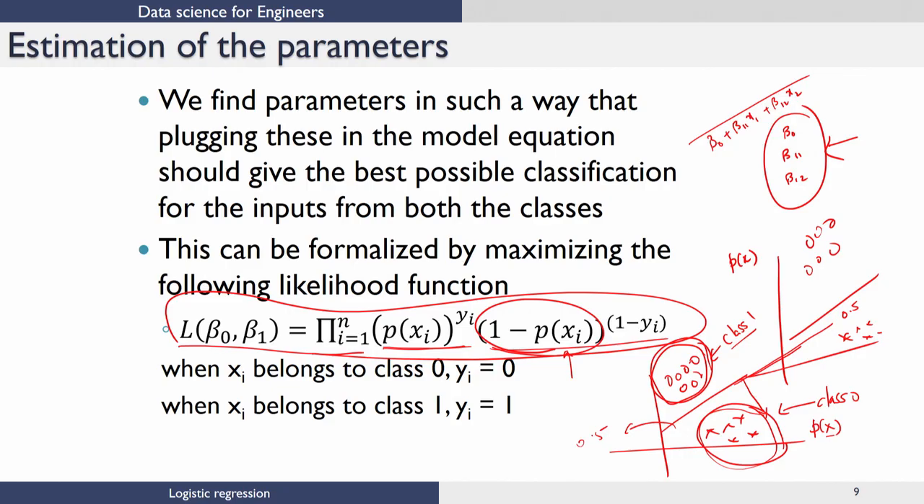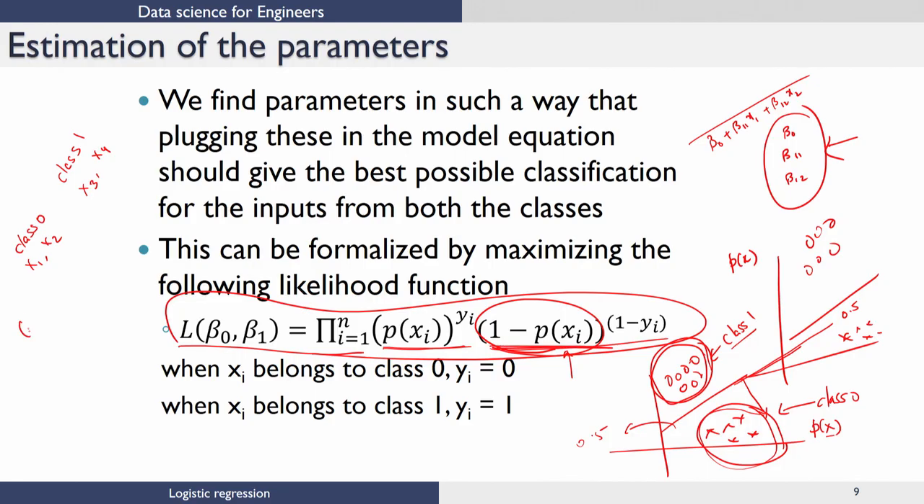Now, let us take a simple example to see how this will look. Let us say I have class 0 with two data points x1 and x2, and class 1 with two data points x3 and x4. So, this objective function when written out would look something like this. When we take the points belonging to class 0, the only thing that will be remaining is here.